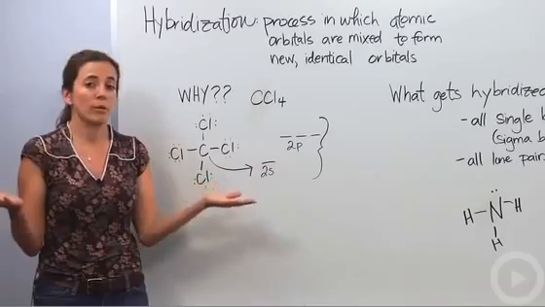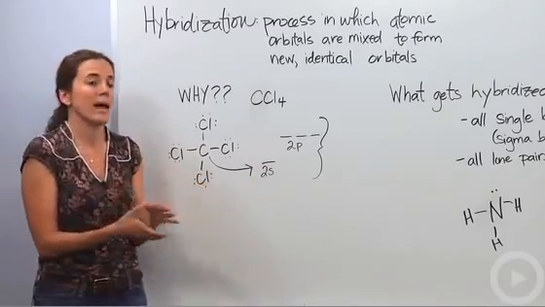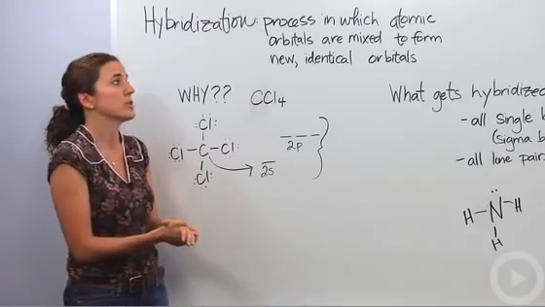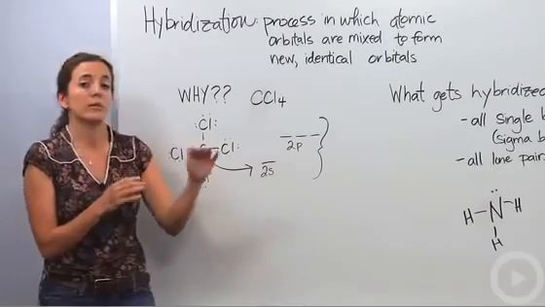We're going to bring two different orbitals together to make a completely new orbital. We're going to call that process hybridization: a process in which atomic orbitals are mixed to form new identical orbitals. So these are identical in energy.